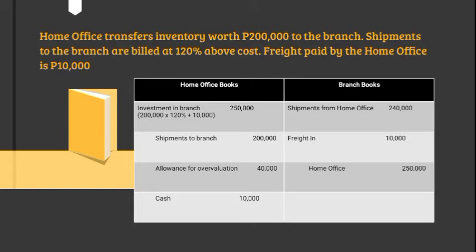Then we debit 250,000. Because we know that it is at the branch where we recognize the cost of inventory, then we add the freight. Also, we credit shipments to the branch 200,000. The allowance for overvaluation, 240,000 less 200,000, which is 40,000, or simply just multiply 200,000 to 20%. Then we could get 40,000. Also, we credit cash 10,000 for the freight. Then to record the branch, debit shipments from home office, 240,000, freight in, we have 10,000, and credit home office 250,000.